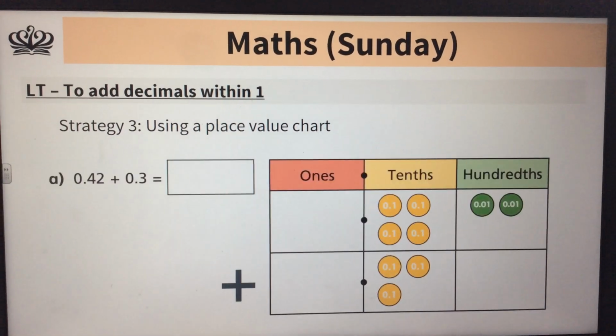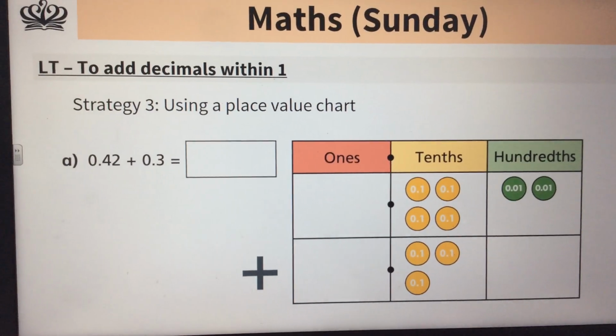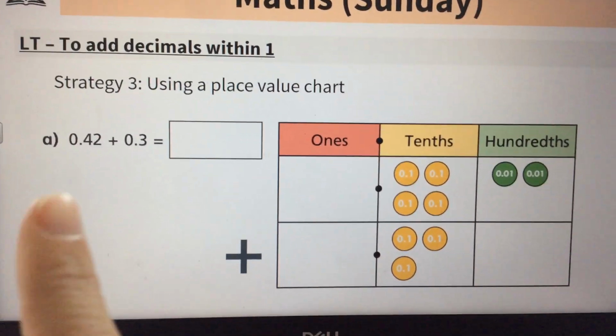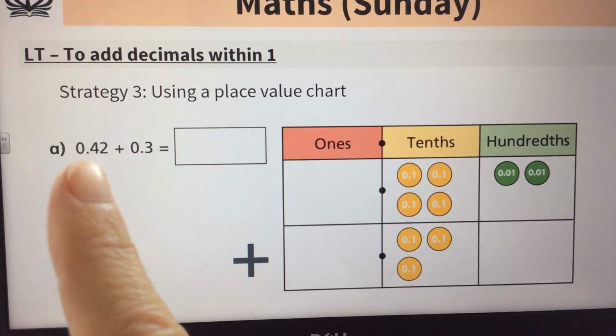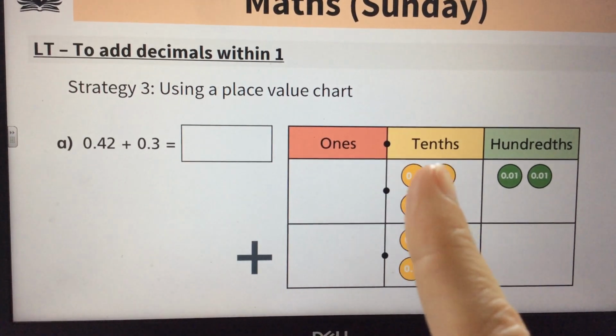Okay, strategy 3, we've got our good old place value chart. We've definitely used these in questions and things like that before. So the first number we're adding is 0.42. So we've got 4 tenths and 2 hundredths. So there's our 4 tenths.